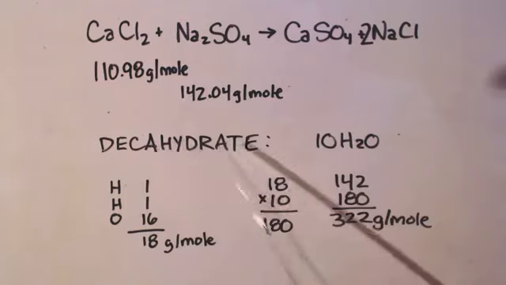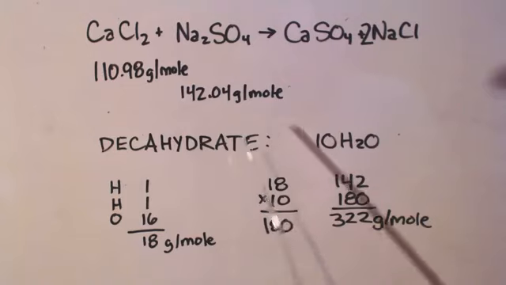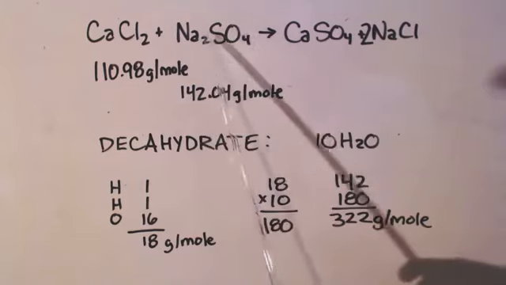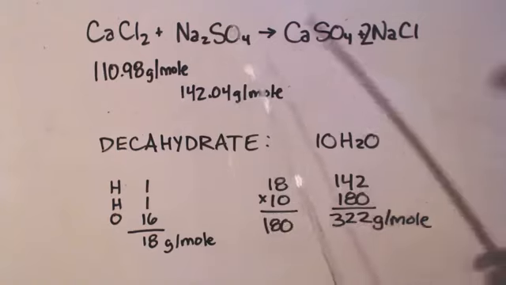You have 10 of them, right? For every molecule of this, you got 10 of these. So that means you multiply that by 10, that's 180. Now you take this for the weight of that, and you take this for the weight of the water, and you add them together, see? So now it's 322 grams per mole.